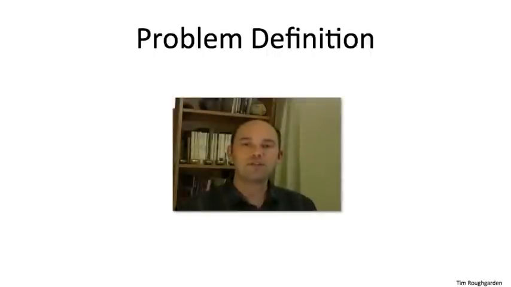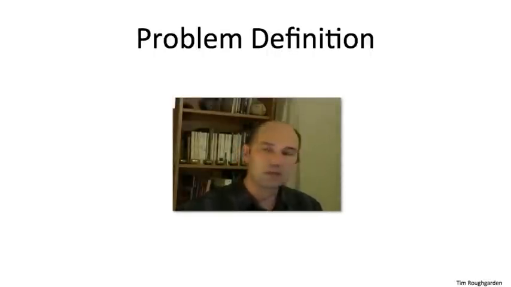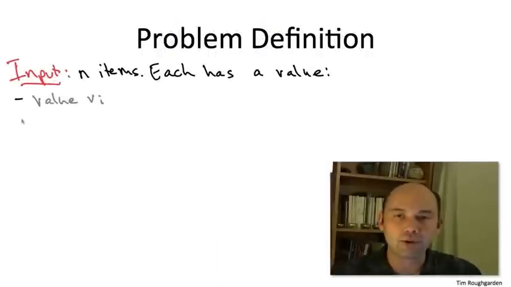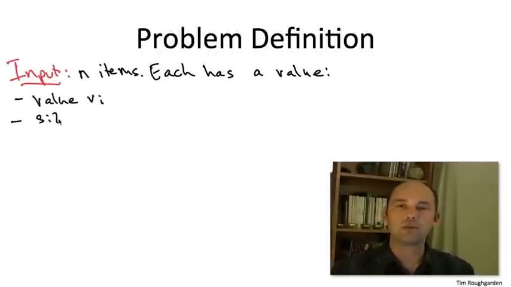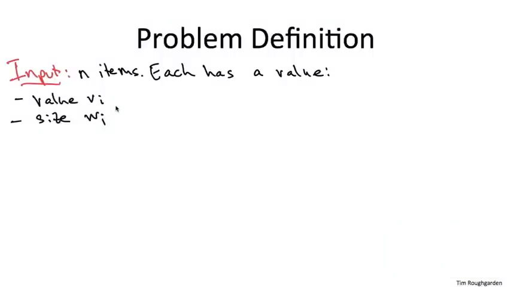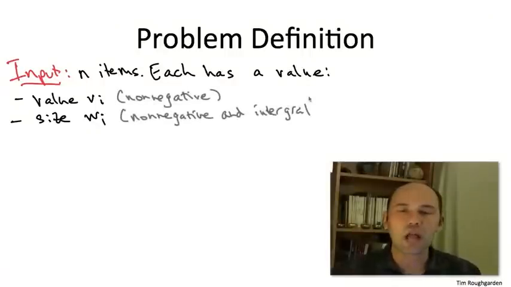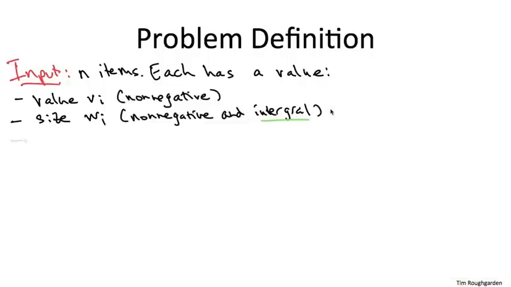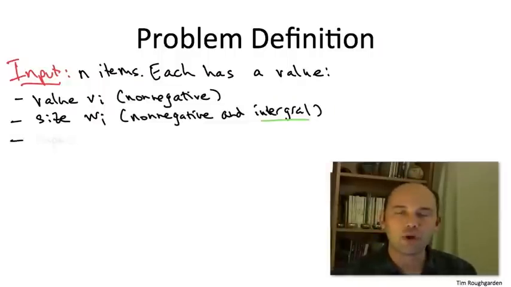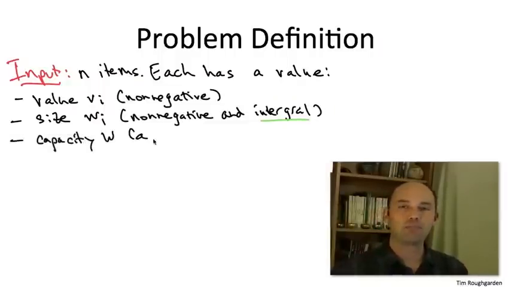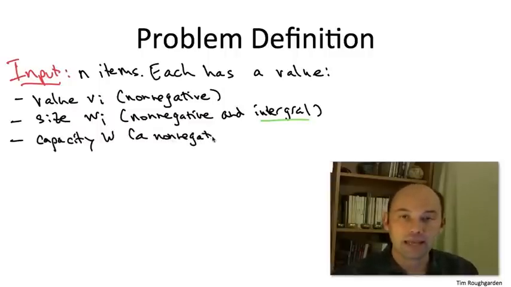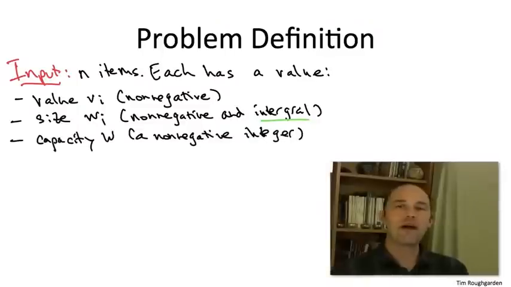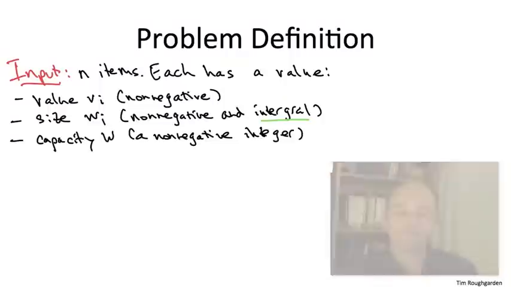So let's jump right into the definition of a knapsack problem. The input is given by n items. Each item comes with a value, v sub i, the more the better for us, and also a size, w sub i. We're going to assume that both of these are non-negative. For the sizes, we're going to make an additional assumption that they're integral. In addition to these two n numbers, we're given one more, which is called a capacity, capital W. Again, we'll assume this is both non-negative and an integer. The role of these integrality assumptions will become clear in due time.